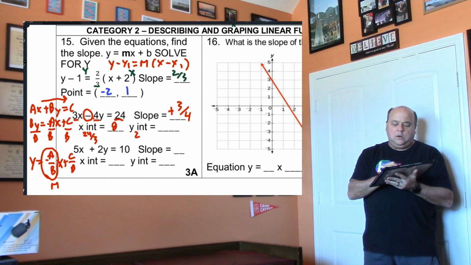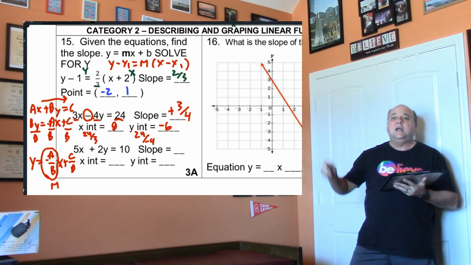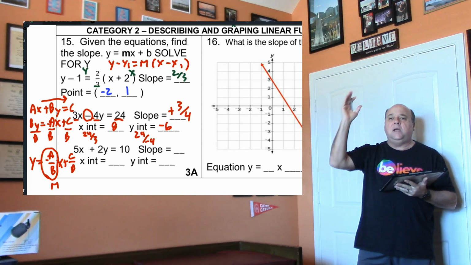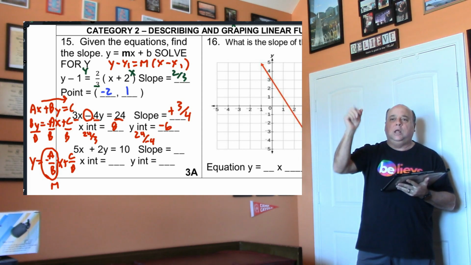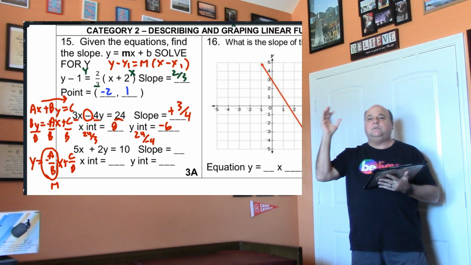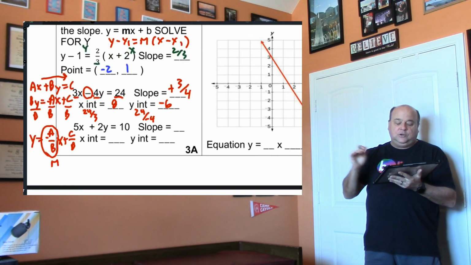24 divided by negative 4 is negative 6. That's your y-intercept. Standard form gives you slope, x-intercept, y-intercept, all of them. And remember, the x-intercept is also called the zero. Let's do the next one.